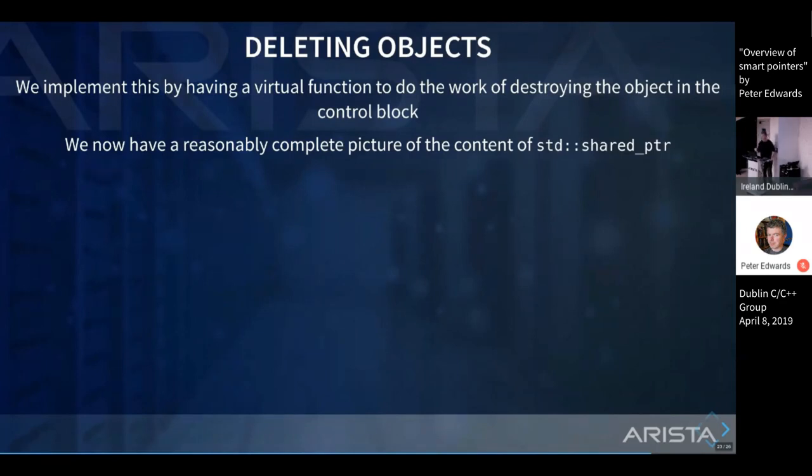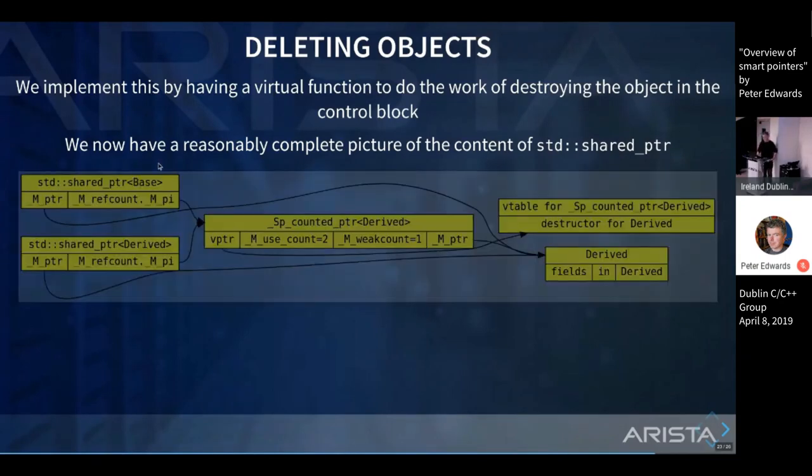All right. And at this point, we're close to having a full picture of the contents of the shared pointer. So here is our std::shared_ptr. We have two of them. Here's the control block, and now we have added in the vptr. We have the use count we've already seen. We have the weak count we've already seen. And actually, this sp_counted_ptr object has a pointer to the object itself, as well as the shared pointers. That seems redundant, but we're going to see why we can make use of it in a minute.